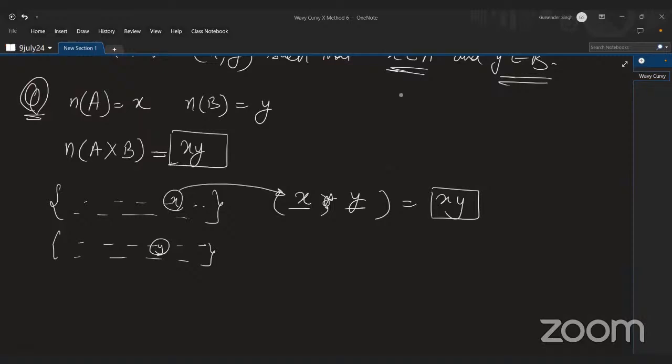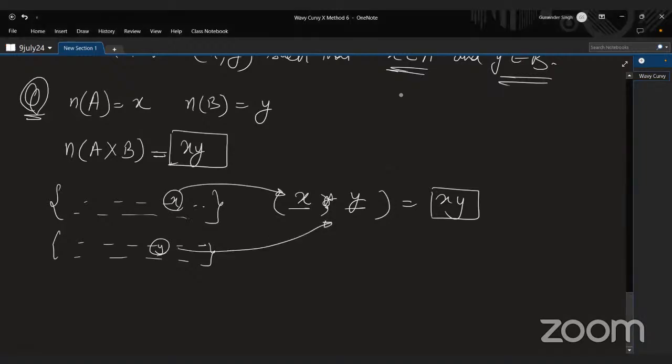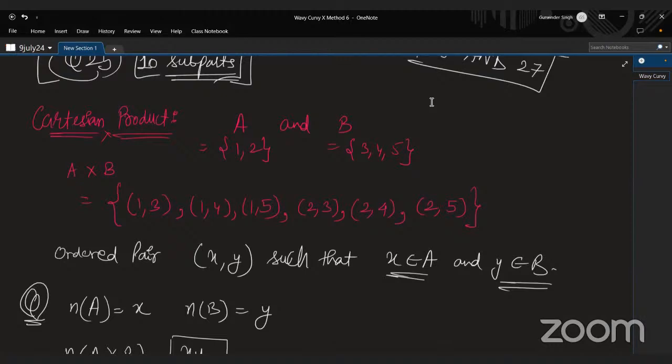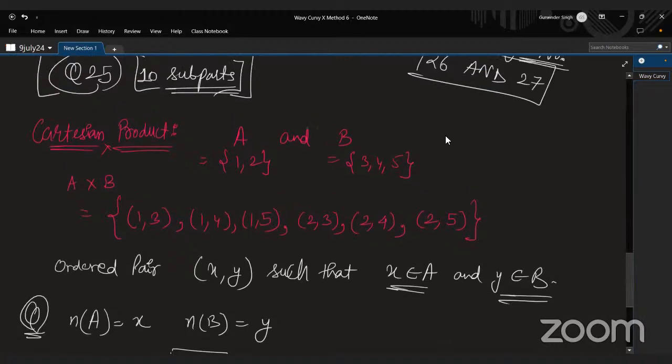Yes, Gayatri, correct. X multiplied by y, right? Because while selecting the first element of the ordered pair, you have x options, and while selecting the second one, you have y options. So it will be x multiplied by y. Similarly here, we have 2 elements and 3 elements, so it will be 6 elements.